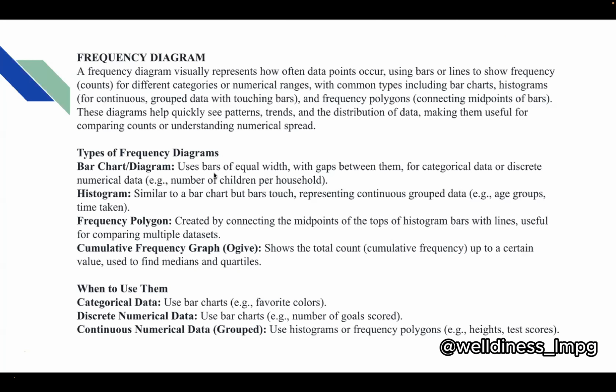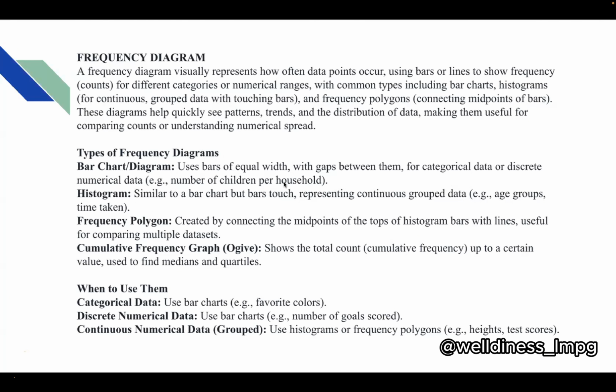Now, types of frequency diagrams include bar charts or bar diagrams. You can use either of the two interchangeably. It uses bars of equal width with gaps between them for categorical data or discrete numerical data, e.g., number of children per household. While a histogram, similar to a bar chart, but the bars touch each other, represents continuous group data, e.g., age groups, time taken, and so on and so forth.